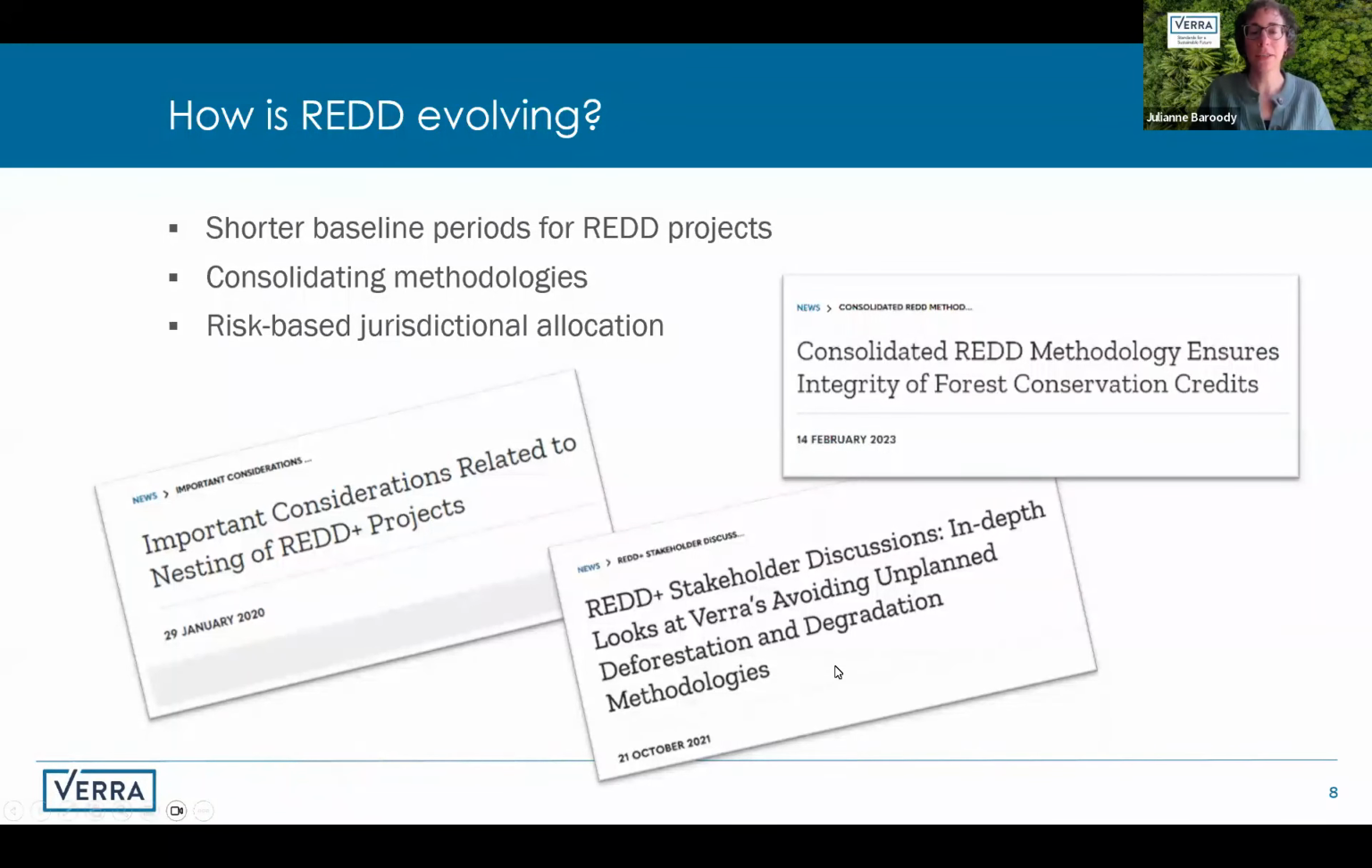We have been working on this whole process since 2020, along with our VCS jurisdictional and nested REDD version 4. So they're all lined up at the jurisdictional level. The difference between JNR and this new consolidated methodology is that Verra is taking on the role of the jurisdictional proponent, or taking on some of those responsibilities on behalf of jurisdictions.